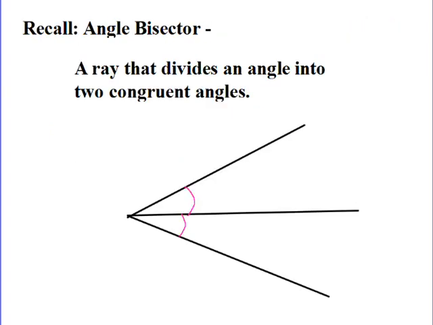Okay, here's another old word that we need to remember, an angle bisector. This is a ray that divides an angle into two congruent pieces. And remember, that's what these little swish marks mean, is that they are congruent.